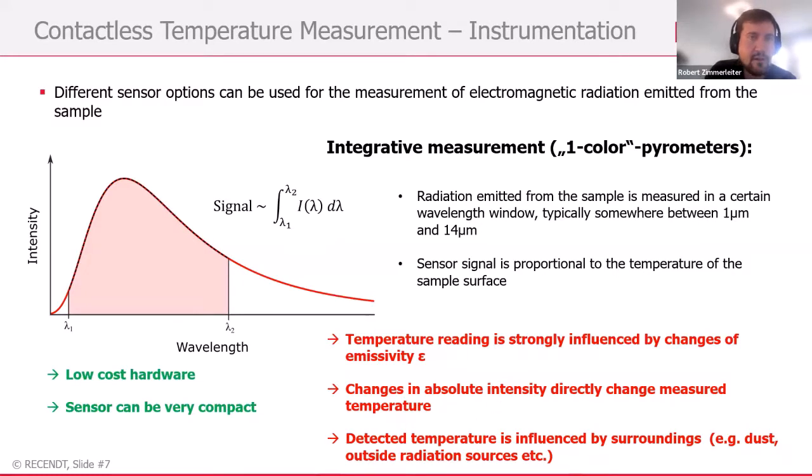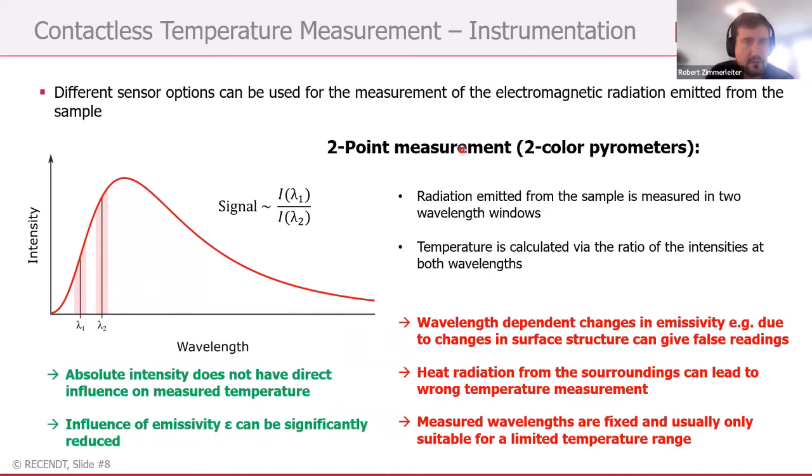So the much better approach is to actually use a 2-point measurement, which is used in so-called 2-color pyrometers. These kinds of sensors measure the radiation emitted from a sample in 2 distinct wavelength windows. This is also schematically drawn here on the left side. We have wavelength 1 and wavelength 2. And the signal that the sensor gives off is then basically the ratio between the intensity at these 2 wavelengths. This has the advantage that the absolute intensity does not have a direct influence on the measured temperature, since it influences both wavelengths in the same way and cancels out in this calculation.